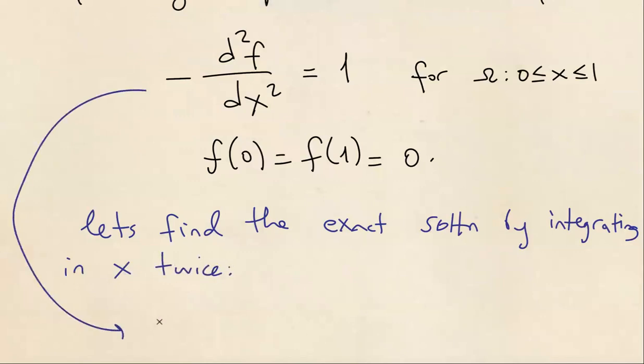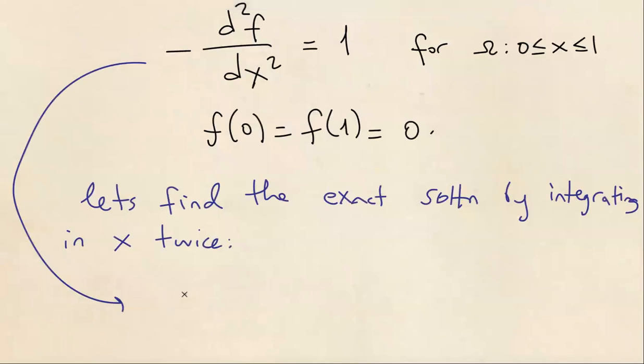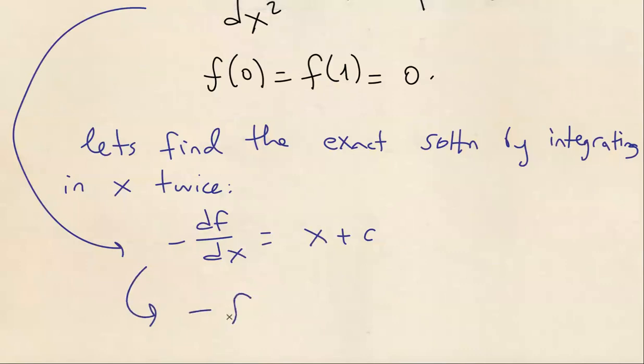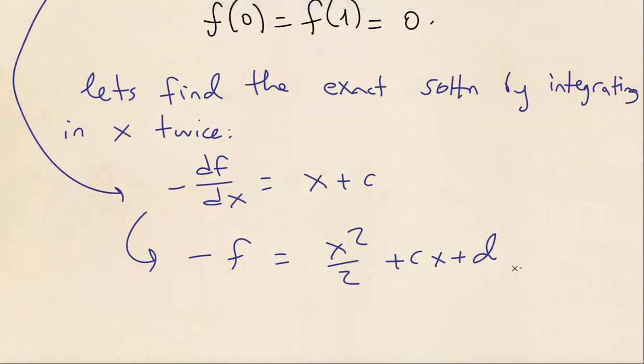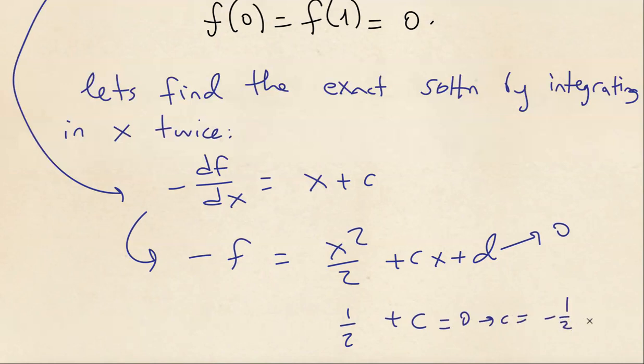So what is it? The first integral is negative df over dx is equal to x plus an integration constant. Another integral is negative f is equal to x squared divided by 2 plus c x plus the second integration constant d. And c and d can be found by applying the two boundary conditions. If f is equal to 0 at x equal to 0, then d is equal to 0. If it is 0 at x equal to 1, then 1 over 2 plus c has to be equal to 0. That means c is equal to negative 1 over 2.